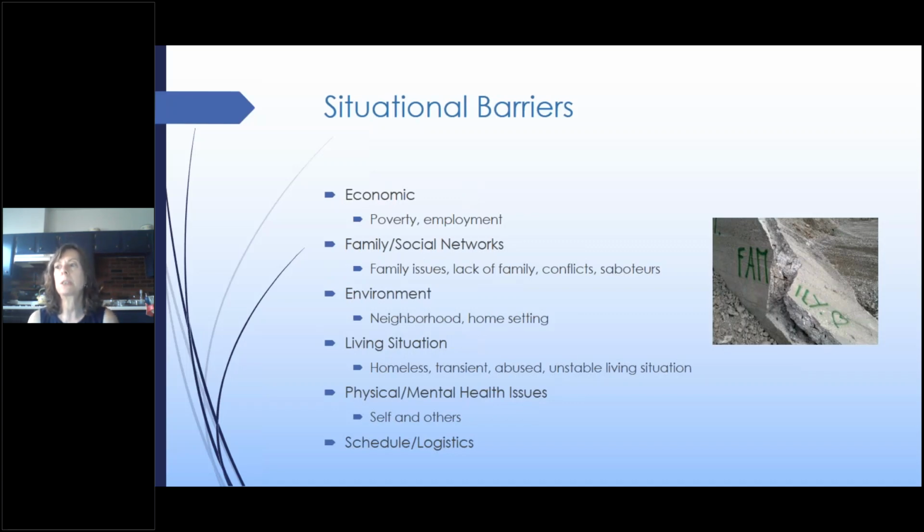So when it comes to situational, they are the main source of a student's attrition. However, these are the barriers in which students have little or no control. So looking at the first one, economic, has to do with employment. We all know the vicious cycle, what our students go through.